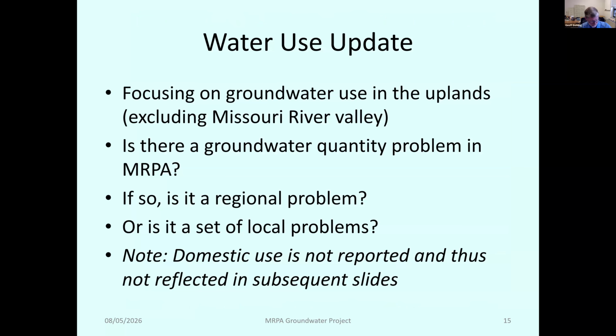So I want to talk a bit about water use, and I'm going to focus on groundwater use in the upland area. That's excluding the Missouri River Valley, because the upland area and the Missouri River Valley are very different environments, and this study is focused on the upland area. So the questions are, is there a groundwater quantity problem in Mr. Paul? If so, is it a regional problem or is it a set of local problems? And one of the things I want to point out is that domestic use is not reported to the state, and so it's not reflected in the subsequent slides.